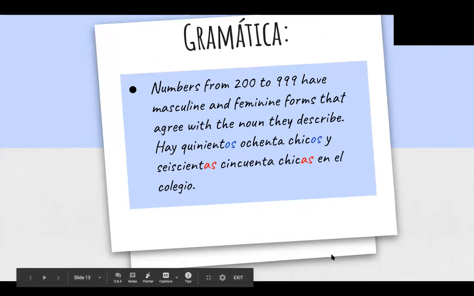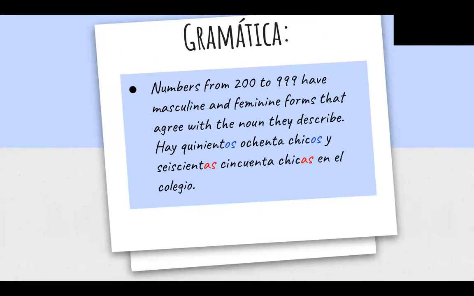Let's talk about grammar, or gramática. Numbers from 200 to 999 have masculine and feminine forms that agree with the noun they describe. So I'm giving you an example. If I'm saying, hay quinientos ochenta chicos y seiscientas cincuenta chicas en el colegio, in English, that would be there are 580 boys and 650 girls at school.